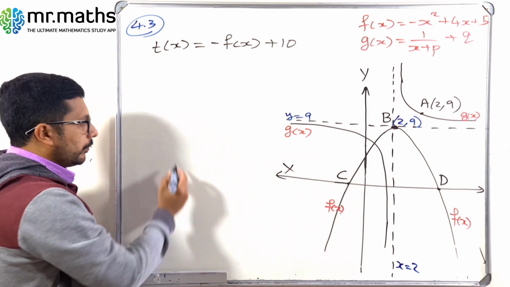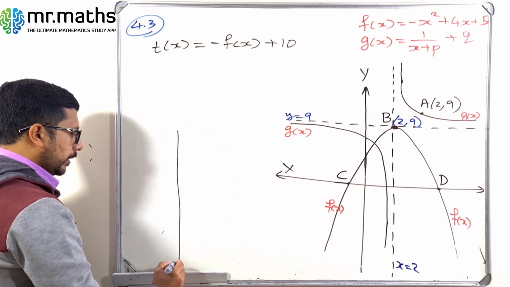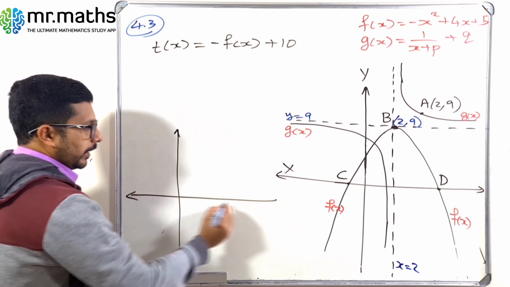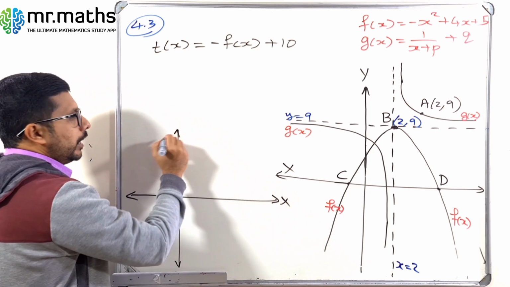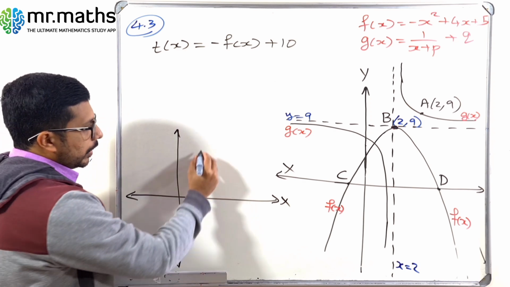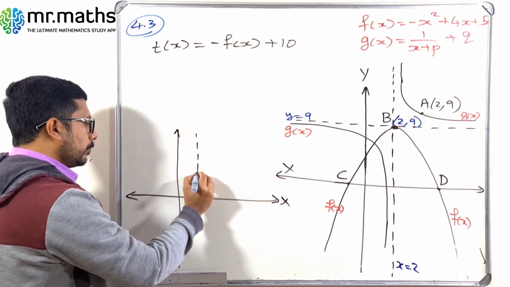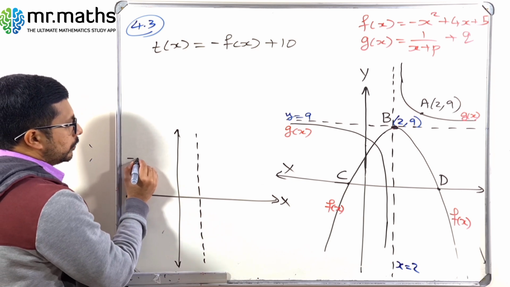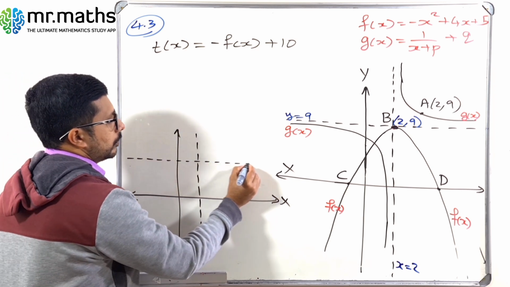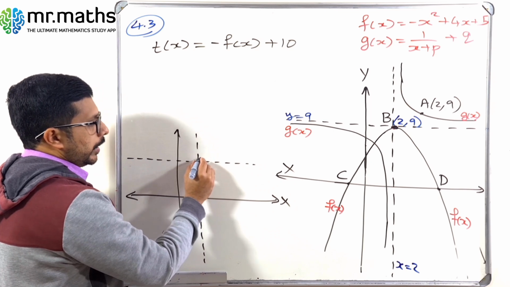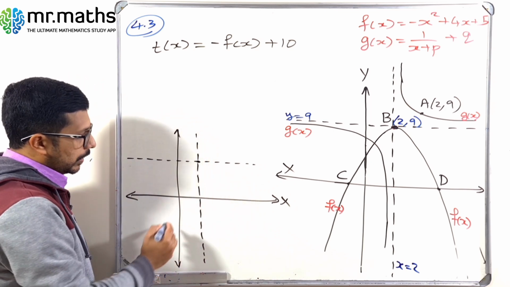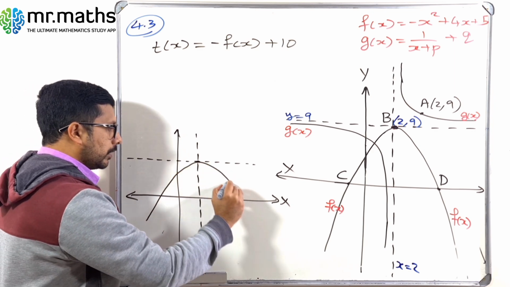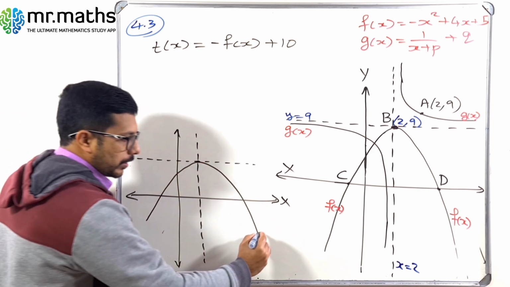So let me draw that graph here. Here this is the y-axis, and this one is the x-axis. I mean, this is the x-axis and the other one is the y-axis. And we have the asymptotes here. This is one asymptote and this is another asymptote. And this point is 2,9. So what is our graph? This one is our graph, am I right? This is our f of x graph.